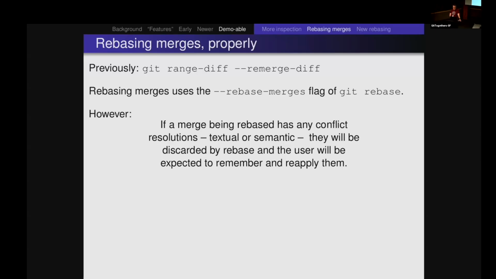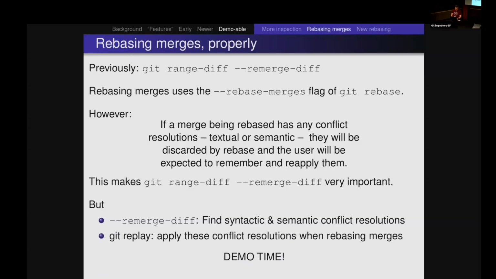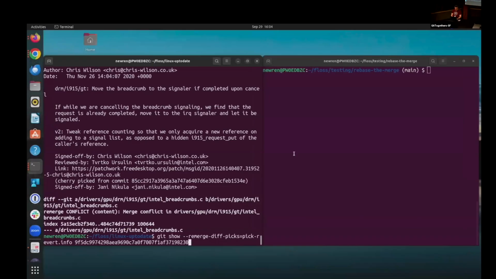That means that it's really important to go view things again at the end of doing a rebase with this range-diff --remerge-diff flag to make sure that you didn't lose any important semantic conflict resolutions. But as I mentioned before, this remerge diff allows us to look into merges and see what those conflict resolutions were. So it would be nice to just be able to take those and apply them. And so, a little demo with that.